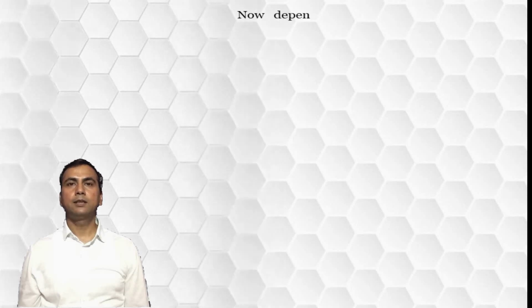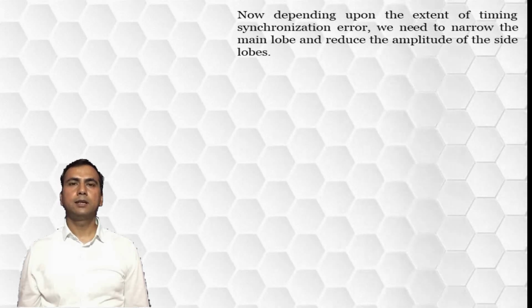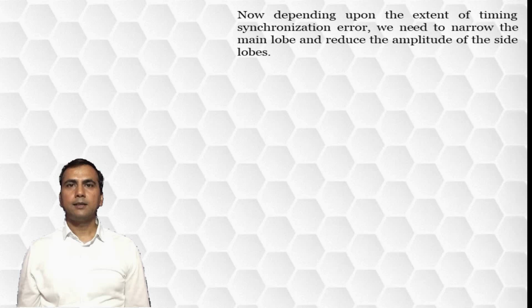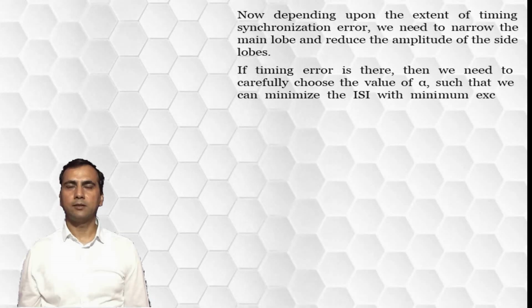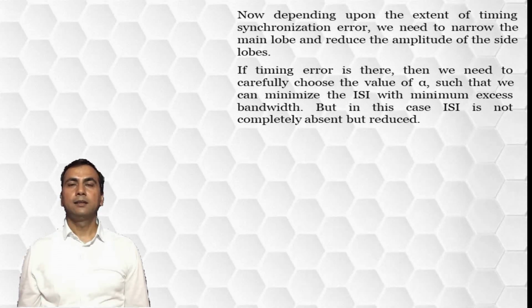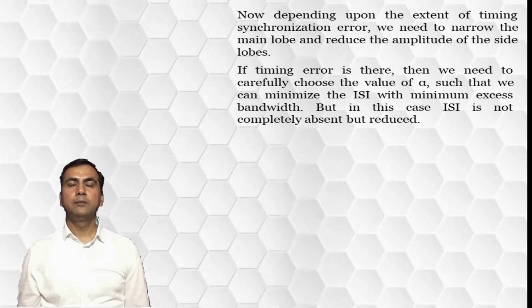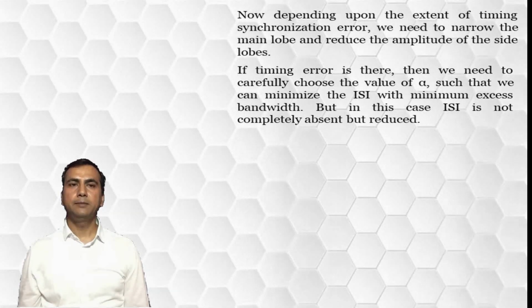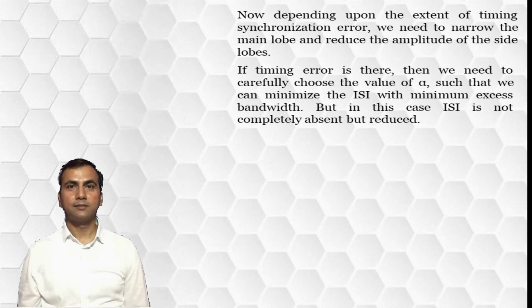Now, depending upon the extent of the timing synchronization error, we need to narrow the main lobe and reduce the side lobes. If timing error is not present, then we should not transmit a raised cosine pulse. Even a sinc pulse is sufficient, or you can say alpha equal to 0 we have to take. If timing error is there, then we need to carefully choose the value of alpha. It should not be very large because the bandwidth requirement is going to increase, such that we can minimize the ISI with minimum excess bandwidth, but in this case ISI is not completely absent, it is only reduced.